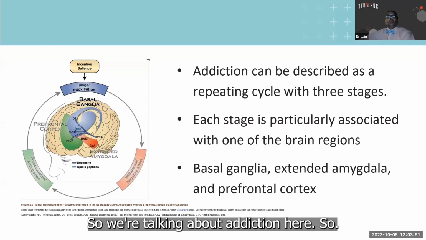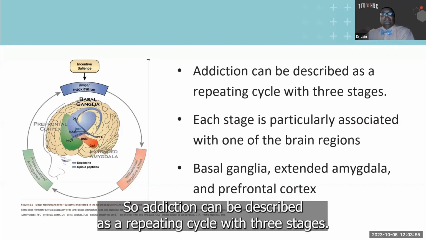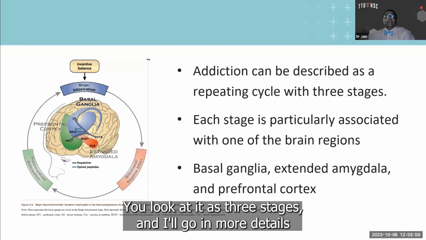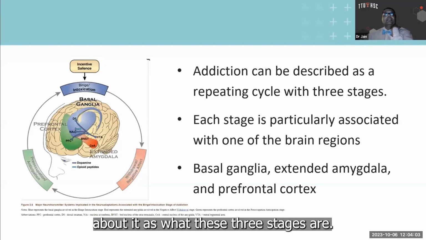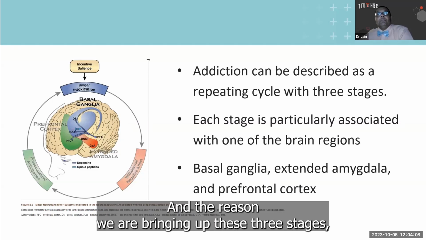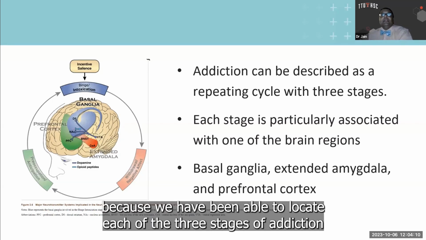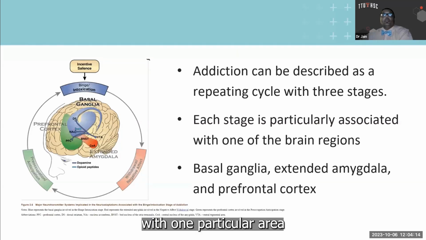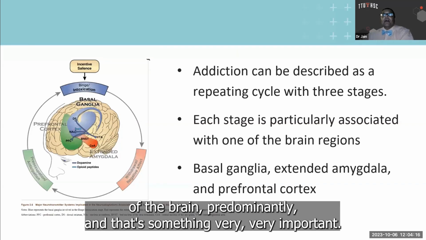Okay, so we're talking about addiction here. Addiction can be described as a repeating cycle with 3 stages. I'll go into more detail about what these 3 stages are. The reason we are bringing them up is that we have been able to locate each of the 3 stages of addiction predominantly to one particular area of the brain, and that's very important.